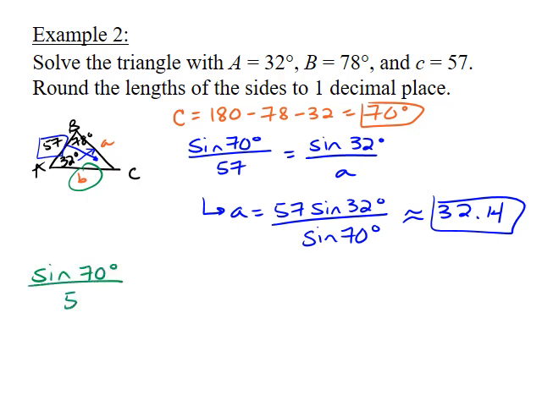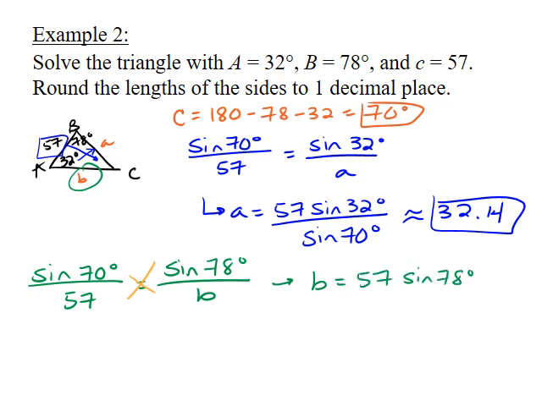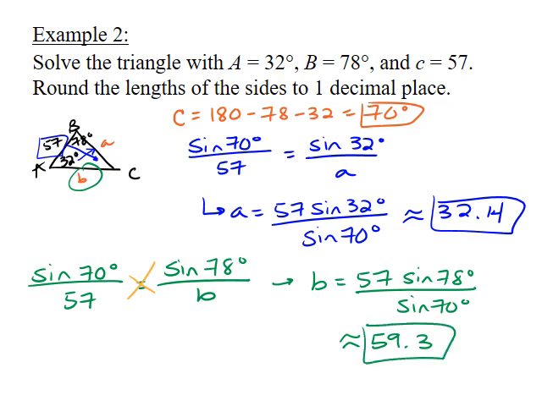The last thing I need to find is side B, so I'm still going to use the ratio sine of 70 degrees over 57, but now angle B is 78 degrees over B. And I'll cross multiply, so B is equal to 57 sine of 78 degrees all over sine of 70 degrees. Plugging this into your calculator, you should find that B is approximately 59.3.